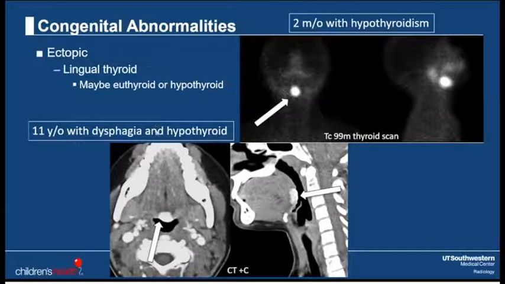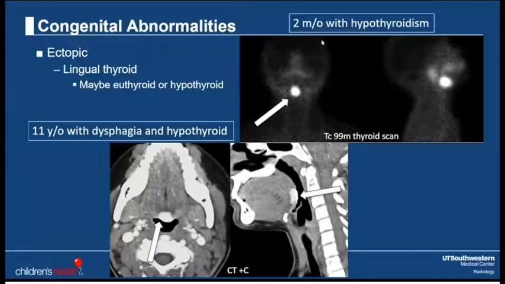Here we see on the CT that there is a mass within the posterior aspect of the tongue which demonstrates intense enhancement. If we did a non-contrast study, this would be slightly hyperdense, as you would expect normal thyroid gland. This is a lingual thyroid.